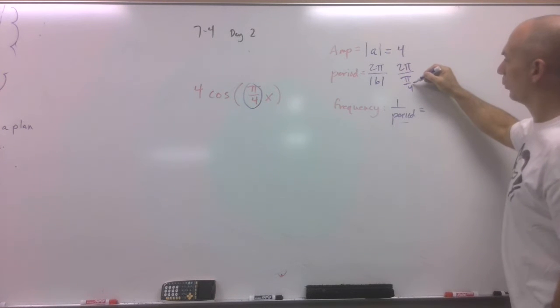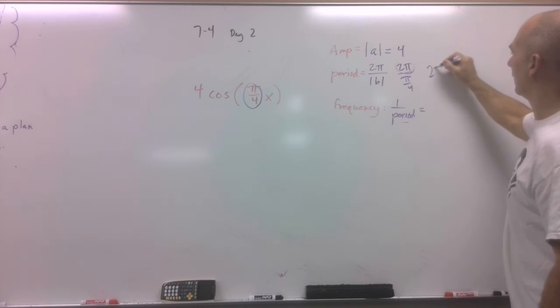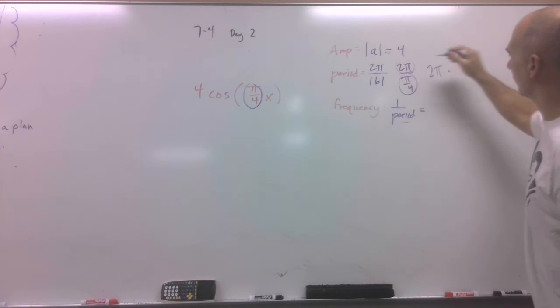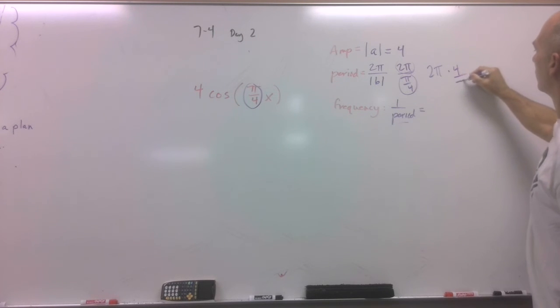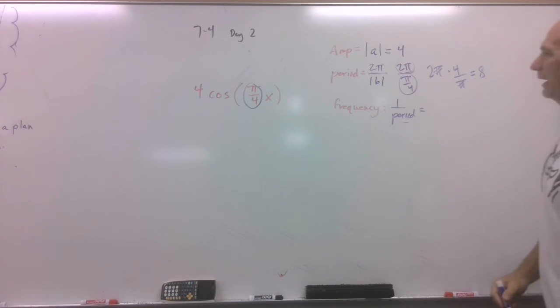Now, what do you do when you have a fraction in the denominator? The top stays, and then you multiply it by the reciprocal. So that'd be 4 over pi. Now, these would cancel. You get this weird number, 8.